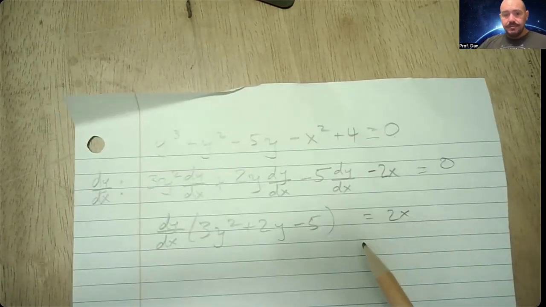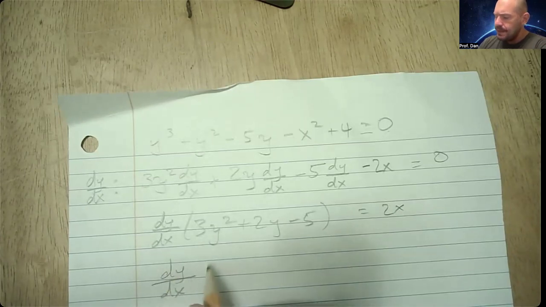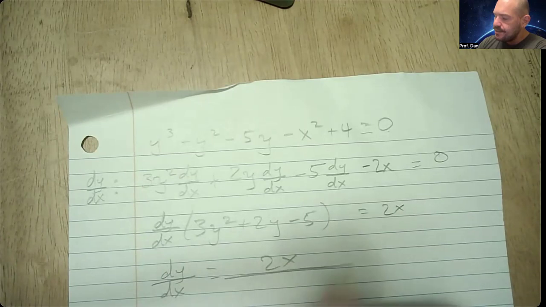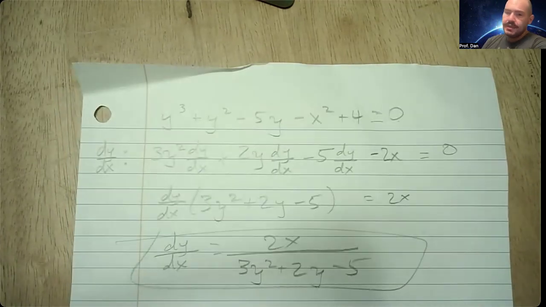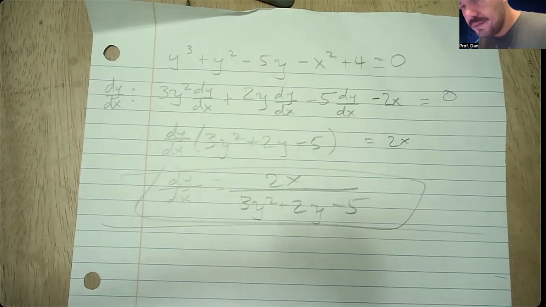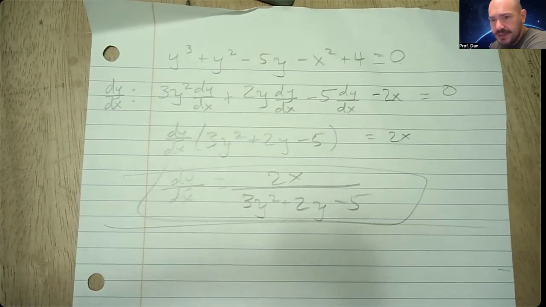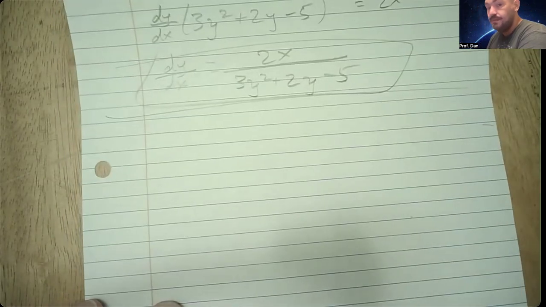And with that done, all you have to do now is just divide by the other thing. So we would get that dy dx is equal to 2x divided by 3y squared plus 2y minus 5. And that's dy dx. So that's what implicit differentiation looked like as a Cal 1 problem. We actually have a formula that can also be derived that involves partial derivatives to make implicit differentiation, in many cases, easier.